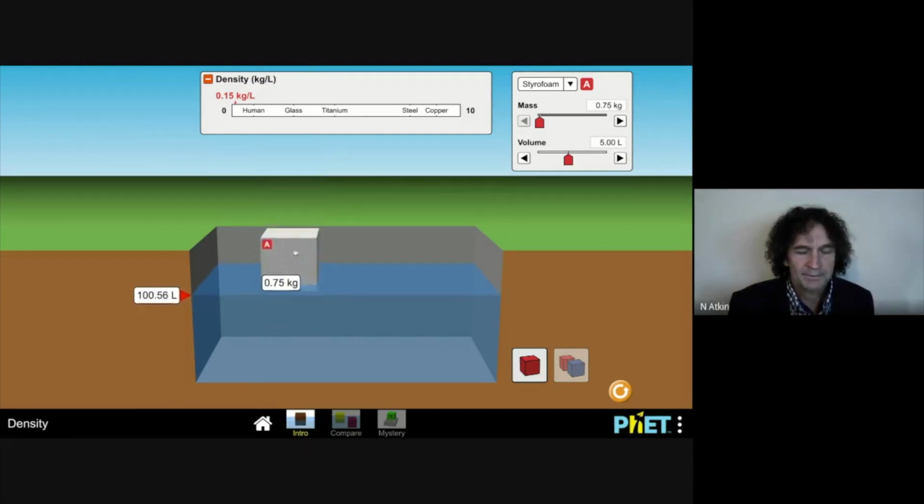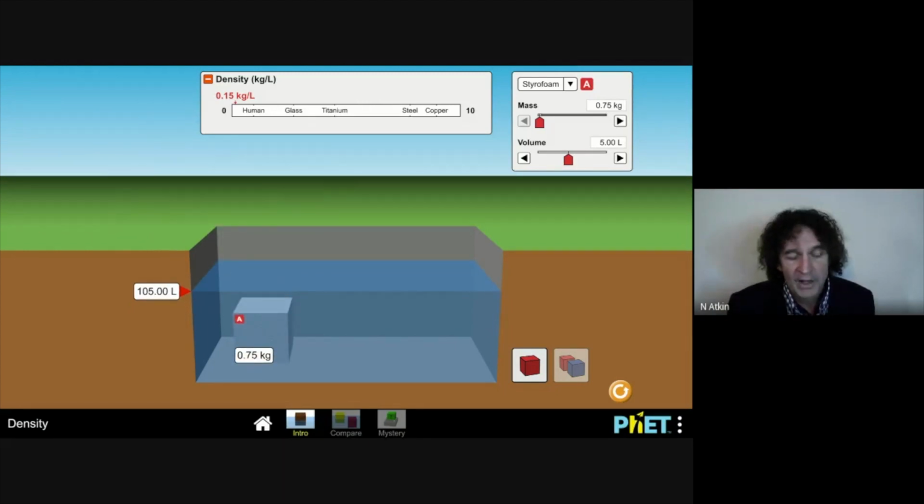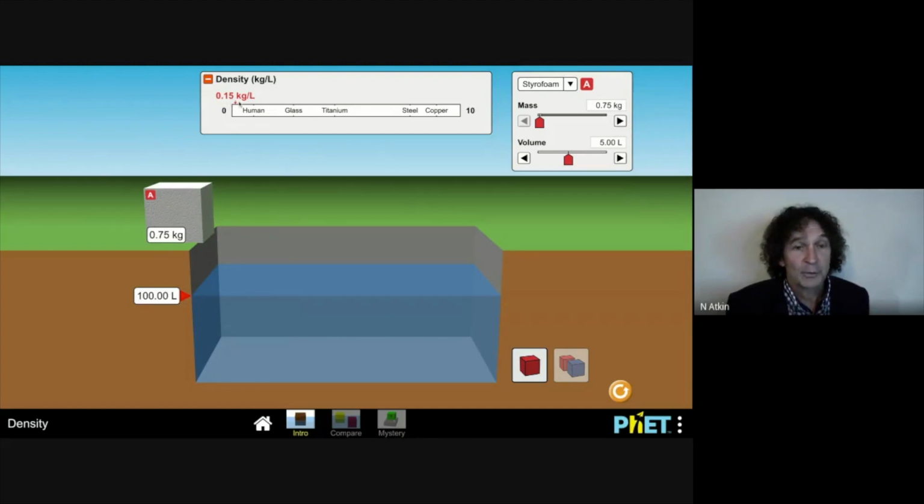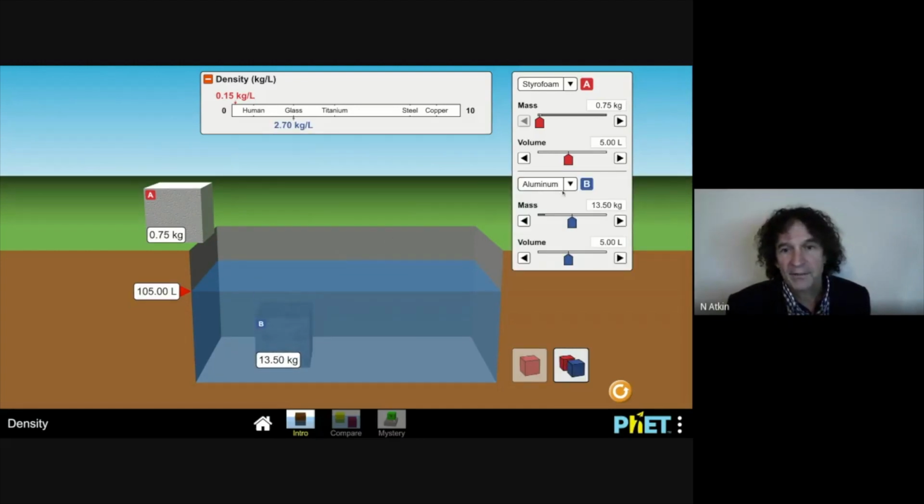It bounces up. If I want to measure its density, I have a mass for it. To measure its volume, I had 100 liters to start with. When I pull it underwater, 105 liters. So my volume is the difference between the 100 and 105, which is 5 liters. So if I were to do 0.75 divided by 5, it would give me 0.15. So that's just one, just so you can play around with. You can also compare things. So we can compare aluminium. We can see what happens if we do wood. Just have a little play with that.